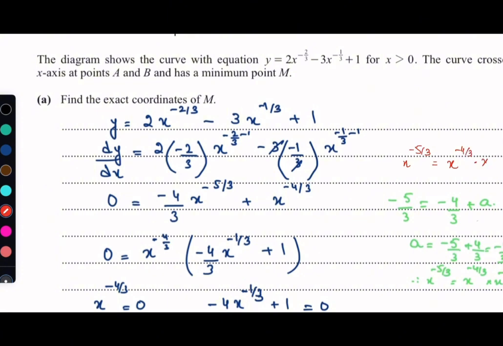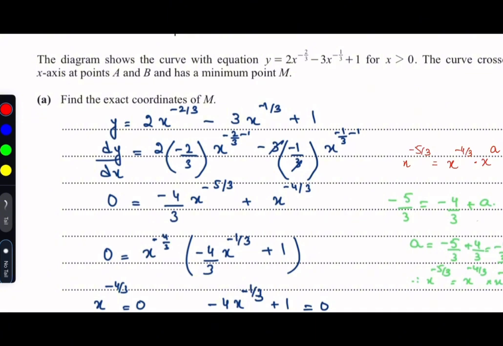x should obviously be multiplied by another index, which is a. To find that index, minus 5 by 3 should be equal to minus 4 by 3 plus a, so a will be equal to negative 5 by 3 plus 4 by 3, which is negative 1 by 3. So if I take negative 4 by 3 common, from minus 5 by 3 I'll be left with a negative 1 by 3 here. So minus 4 by 3 x to the power minus 1 by 3 plus 1 should be equated to 0.